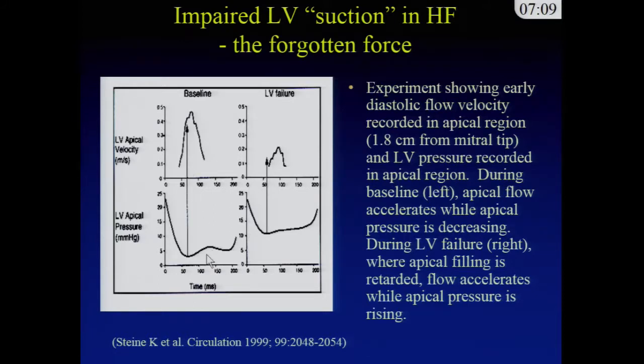So, in the normal heart, here's the apical velocity, apical pressure, which is a measure of suction, and you can see in heart failure, there's no suction. Okay? So, the systole is not good, therefore the diastolic filling is not good. You can't get the blood out, you can't get the blood in. So the cardiac output goes down.